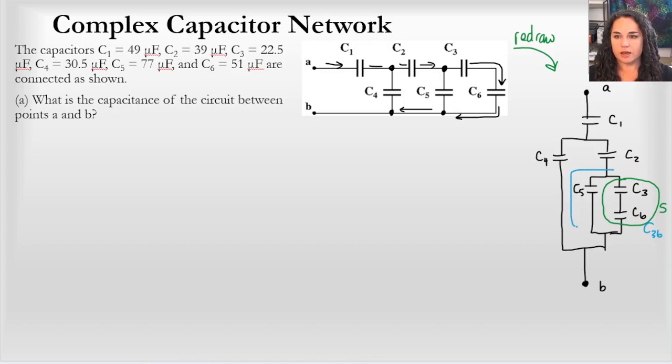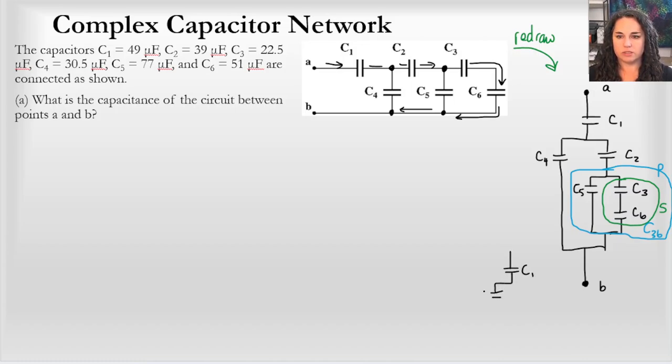Then I'm going to add C5 and C36, and you're going to see that those two capacitors are in parallel. So I'll call that a parallel. Okay. Once I get those added in parallel, let's pick another color. And let me simplify this a little bit. Maybe if I redraw it, I'm going to still have the C1 on top. I haven't done anything with that.